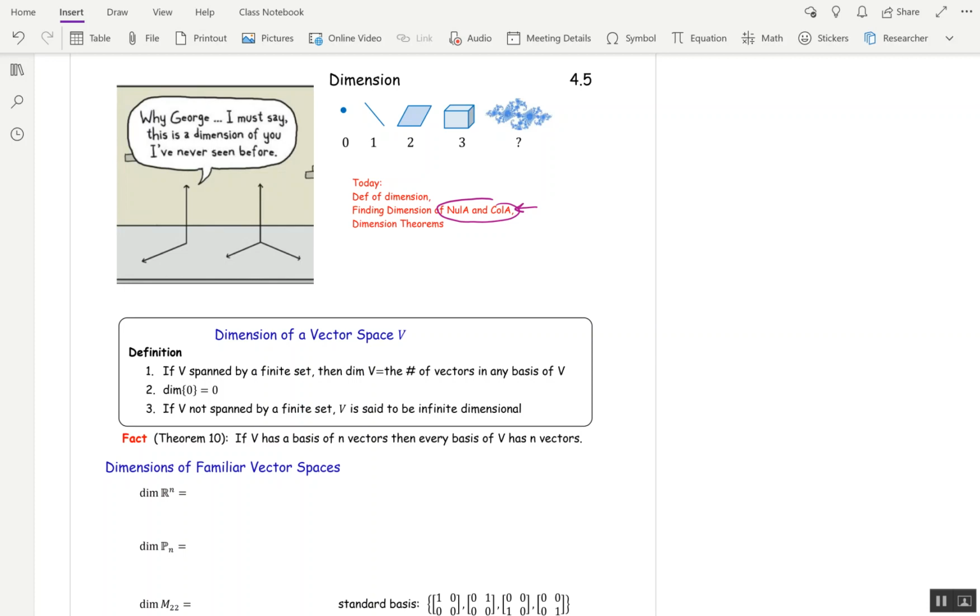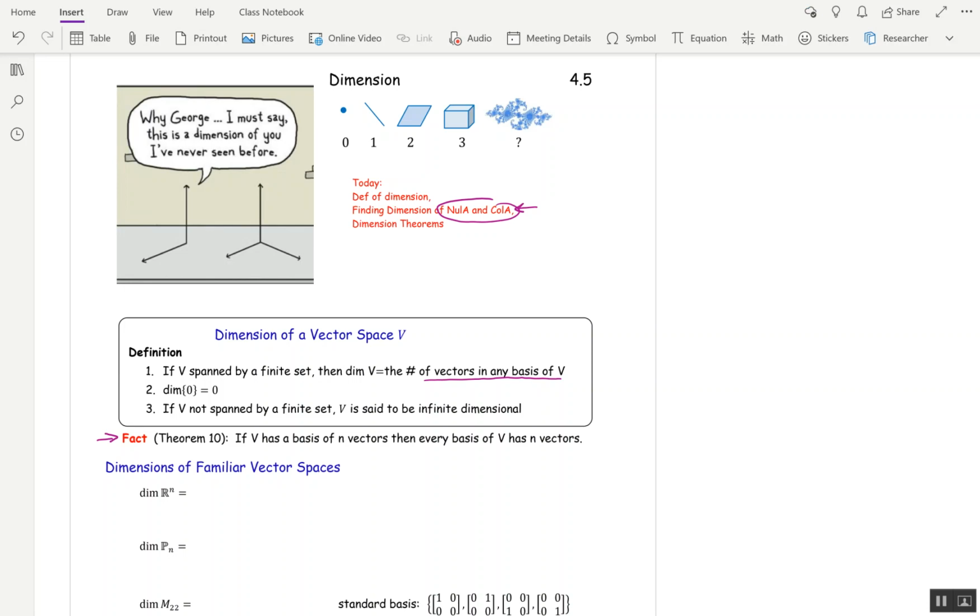Here's the definition of dimension. If a vector space is spanned by a finite set, the dimension is the number of vectors in any basis of V. Now, that definition makes sense because of this fact. If a vector space has a basis of n vectors, then every basis has n vectors. So no matter what basis you use, there'll be n vectors in it. So that makes the definition well defined.